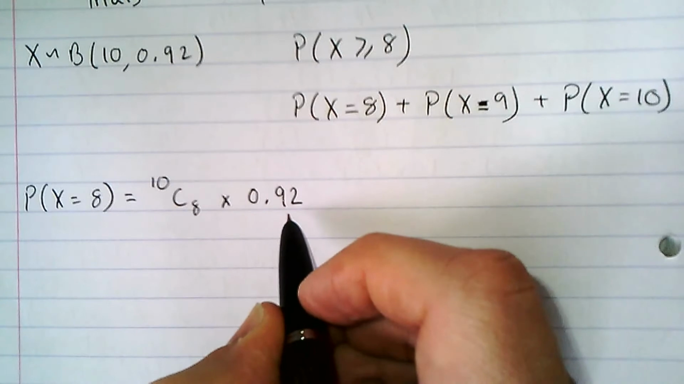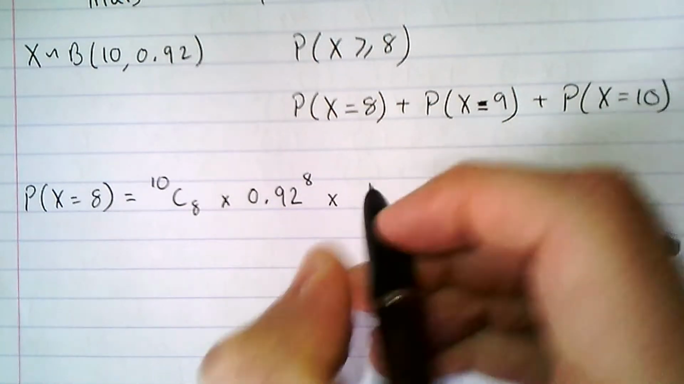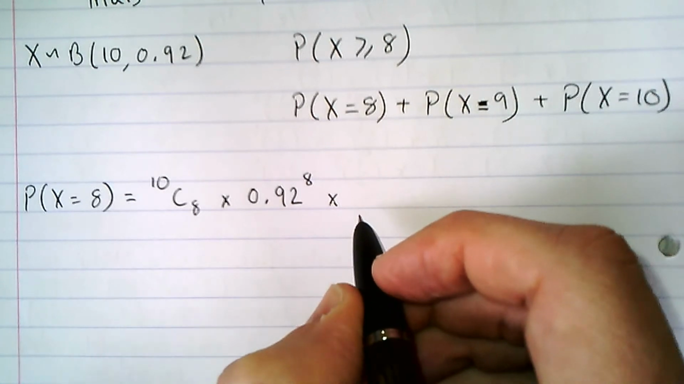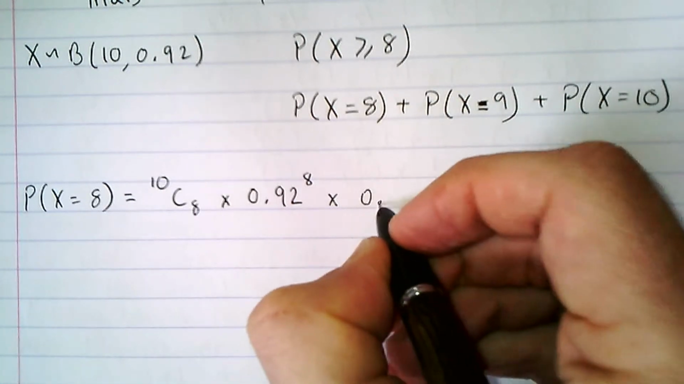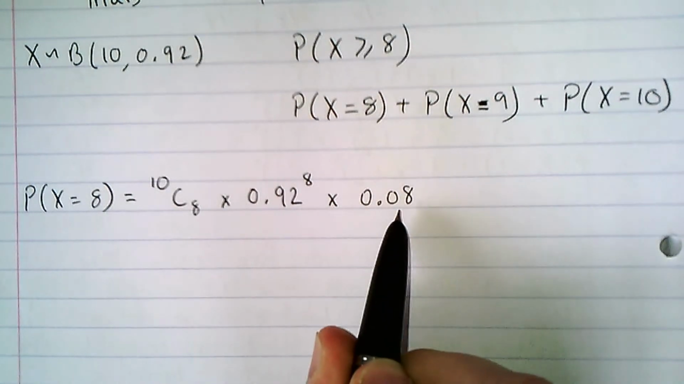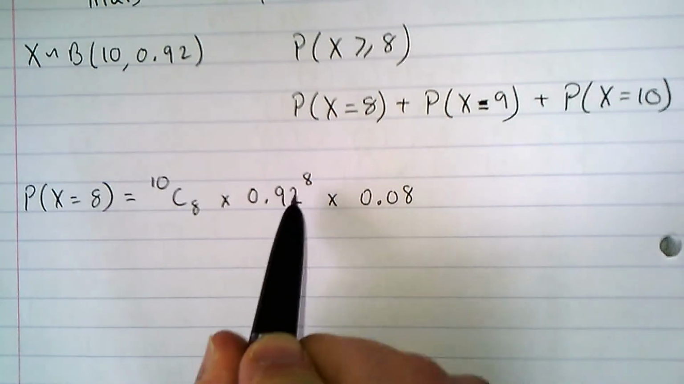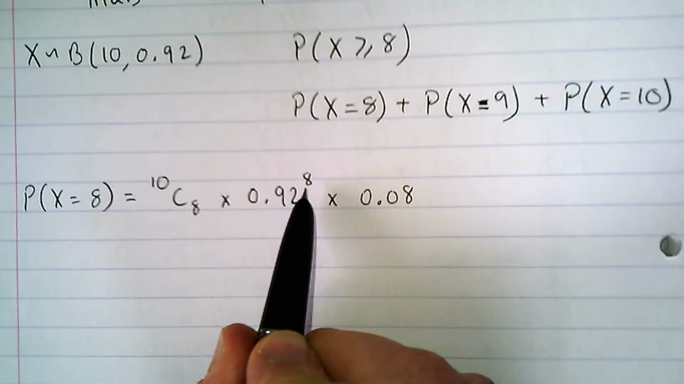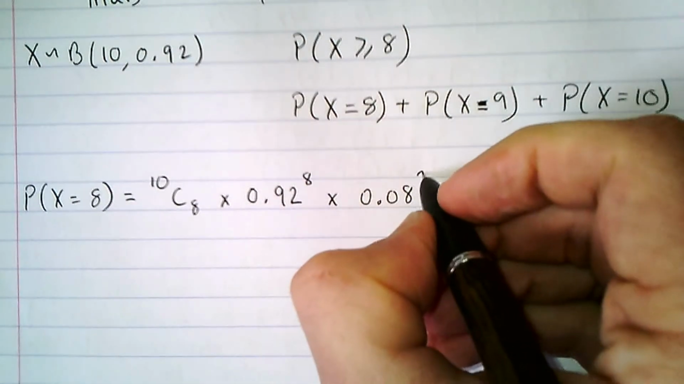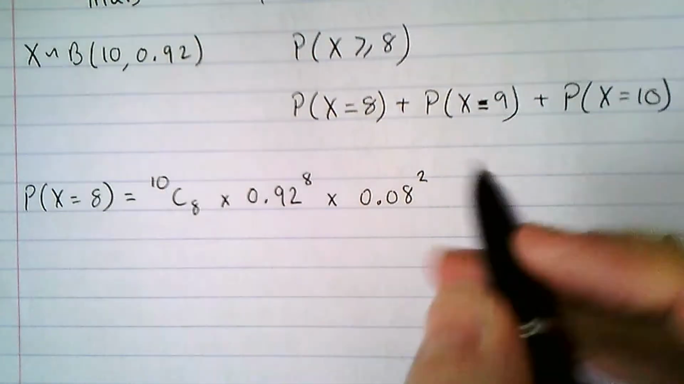How many successes do I want? I want 8 of them, so the power here is going to be 8, times by the probability of failure. Now, we're not given that, but it's easy to work out. It's 0.08 in this instance, because if success is 0.92, failure must be 0.08, because these two probabilities have to add up to 1. So, if I've got 8 successes, how many failures are there? We've got 2, because 8 add 2 gives me the total number of trials, which is 10. So let's work that out.